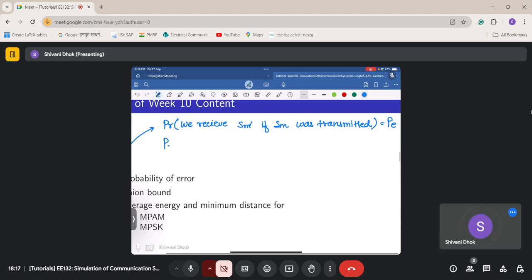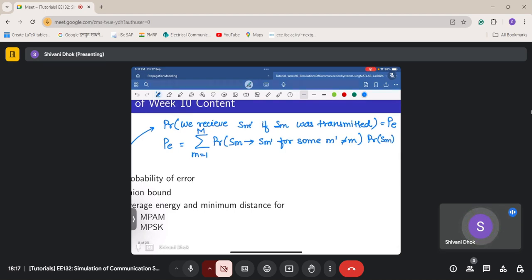And if we use law of total probability, we can write it as summation over m equal to 1 to M, if we have M constellation points, probability that Sm is changed to Sm prime for some m prime not equal to m, into probability that Sm was transmitted. Okay, this is your probability of error, and this is the metric that we used.